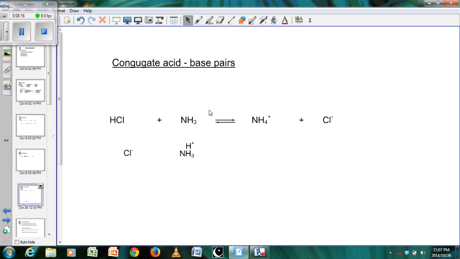The HCl is no more HCl. It becomes Cl minus because the HCl donated this proton that we have here. So the acid is a proton donor, and here we can see HCl donating the proton. And the NH3 receives the proton, which is the H plus, and it is no more NH3. It now becomes NH4 plus.